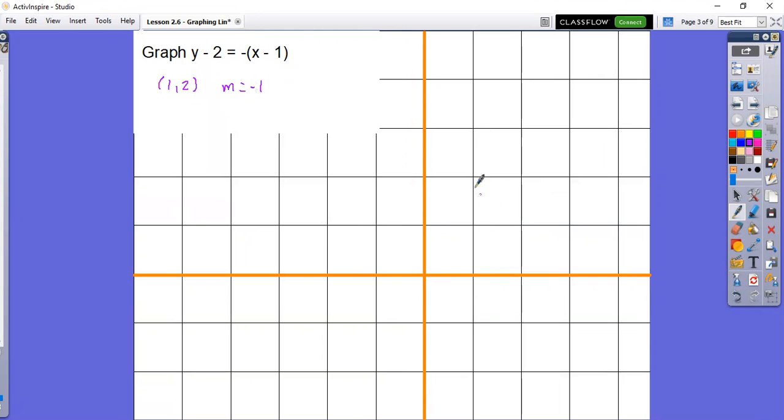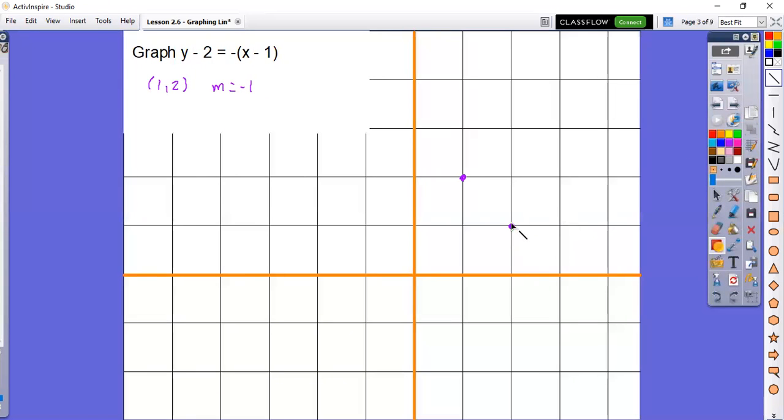So I'm going to find the point (1, 2). The slope being -1 means that each time the input increases by 1, so x goes up by 1, the output will decrease by 1. So then I have another point here. Now I've got my 2 points, and I can start connecting them to create my line. So that is how I'm going to draw my line in point-slope form.